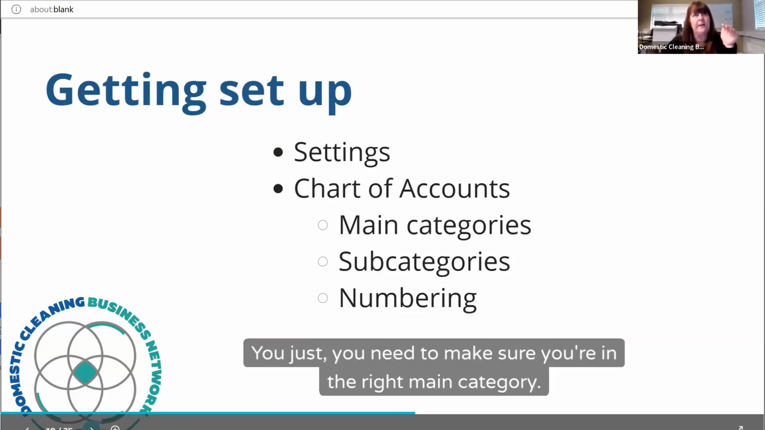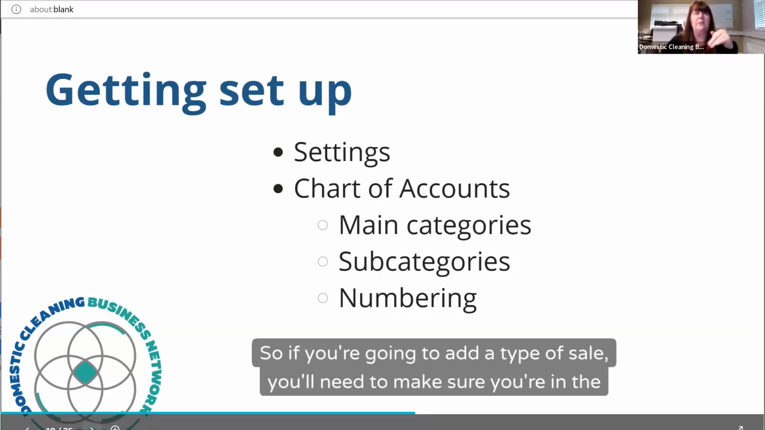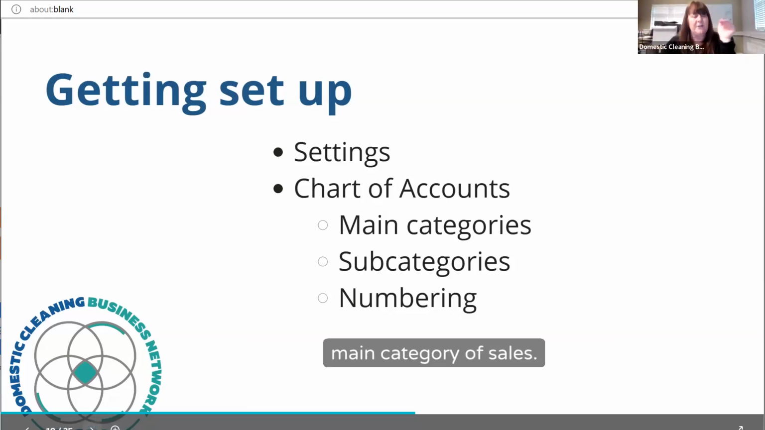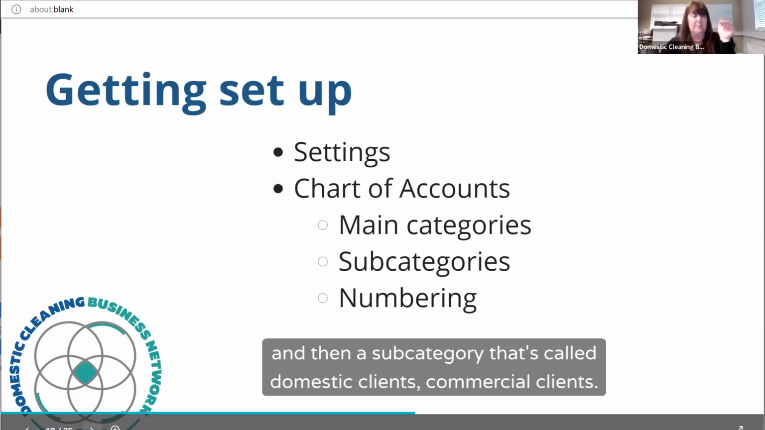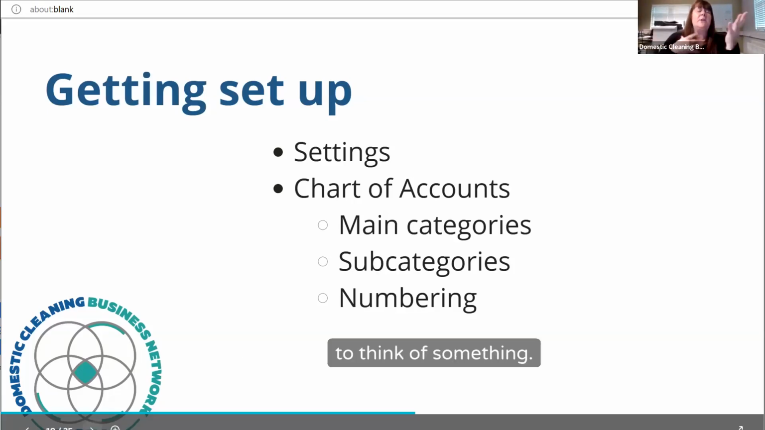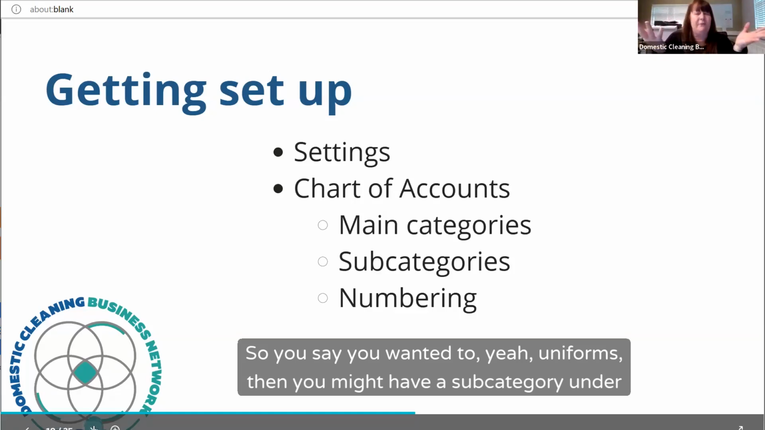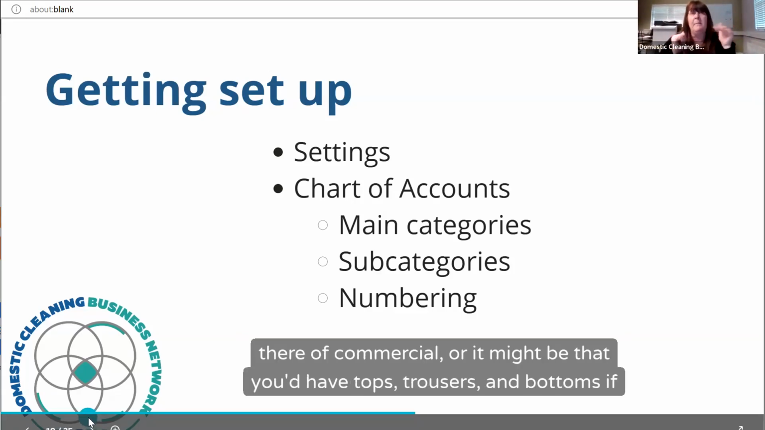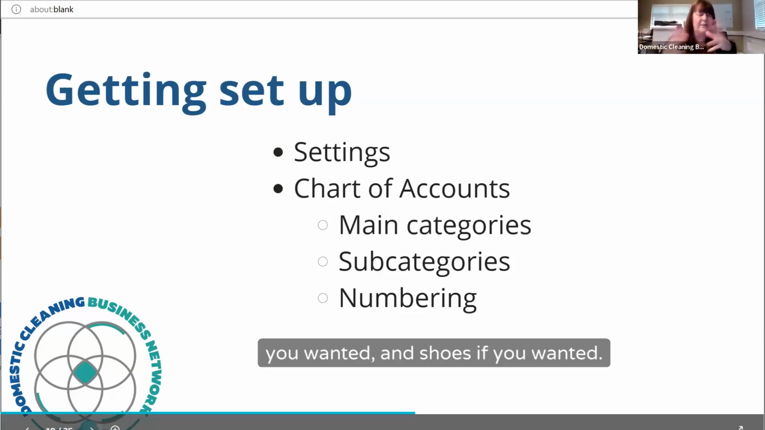You need to make sure you're in the right main category. So if you're going to add a type of sale, you'll need to make sure you're in the main category of sales, and then a subcategory that's called domestic clients, commercial clients. And if your main category is going to be, let me think of one. Say you wanted uniforms, then you might have a subcategory under there of commercial, or it might be that you'd have tops, trousers, and bottoms if you wanted, and shoes if you wanted.